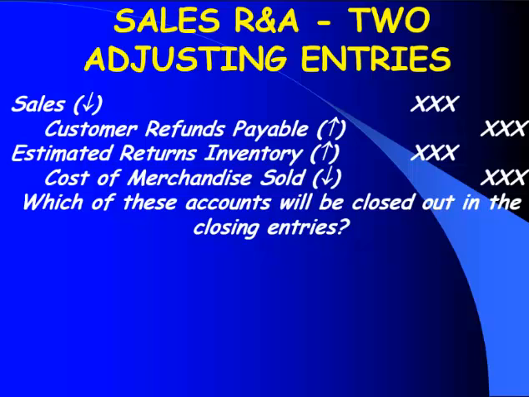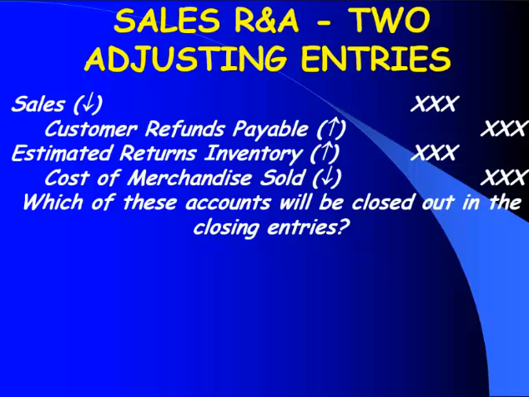What type of an account is sales? Revenue. Do we close out revenues? Yeah. So if you've written that down, you might want to even come back and strike through sales, because this could be closed out. Will we close out customer refunds payable? No, that's a liability. Don't close it out. How about estimated returns inventory? Will we close that out?